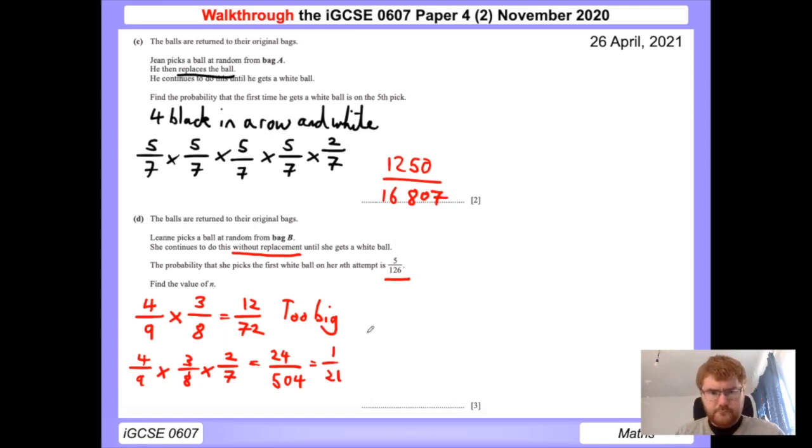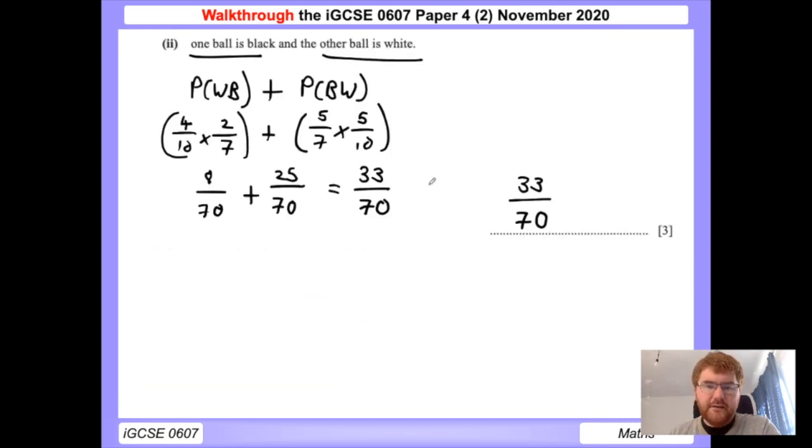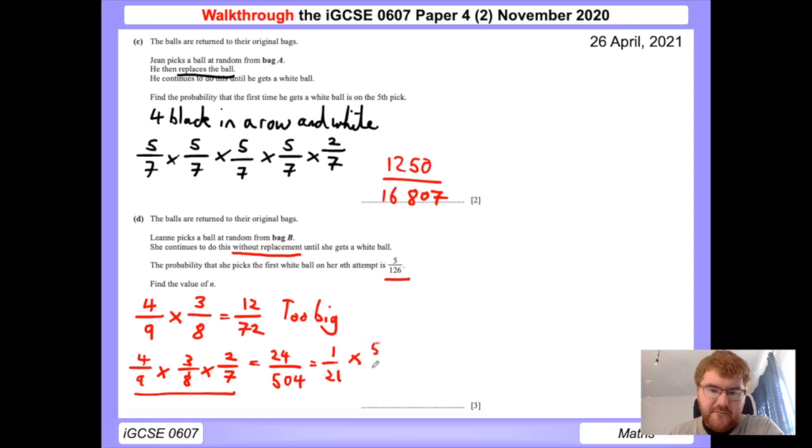So that's fine. But now we want to work out, then we take this and then times it by the white ball. So say we've got 3 black in a row, we would then need to times by the probability of getting a white ball at this point. So at this point, we've then got 6 balls in the bag, and 1, 2, 3, 4, 5 of them are white. So if we do 1/21 times 5/6, that does give us the fraction that we want, 5 over 126.